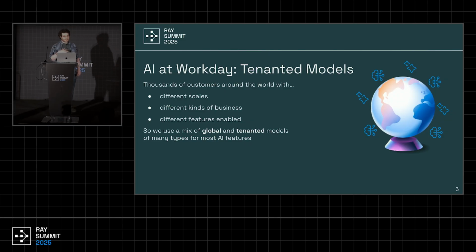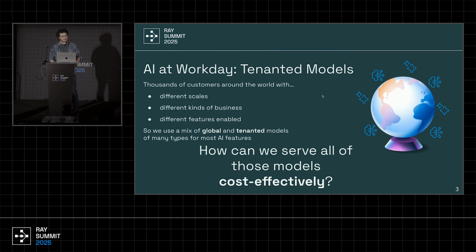And what that means is that a lot of our AI features, to achieve the kind of accuracy that we actually need to help our customers, use a mix of global and tenanted models. Tenanted meaning that that model is created solely for that customer using solely that customer's data. We don't cross-pollinate them at all. So the question that then arises, and is the subject of this talk, is how can we serve all of these models cost effectively, right? Because we're going to have thousands of customers, each with models for a variety of features. That's thousands, tens of thousands of models.